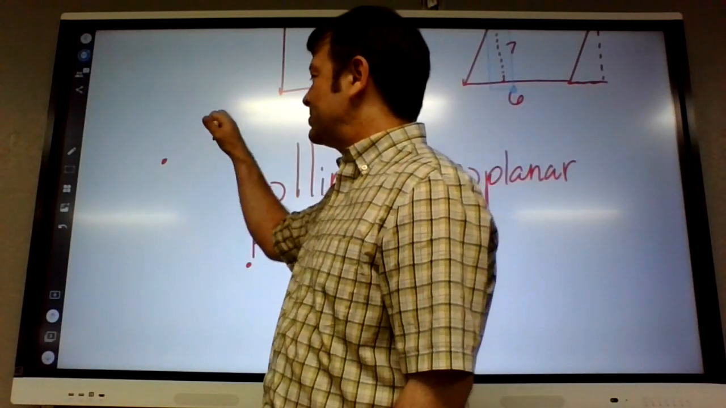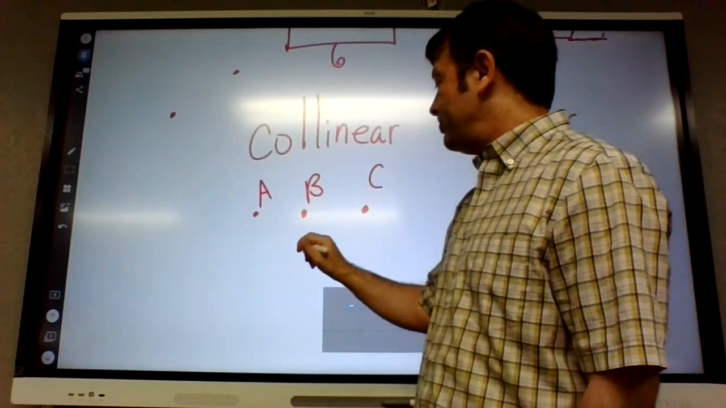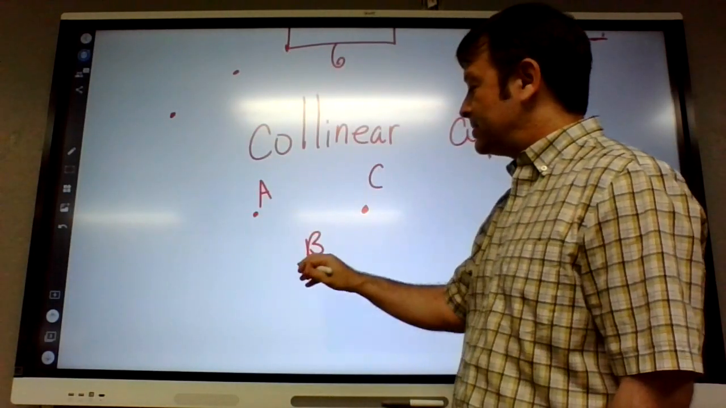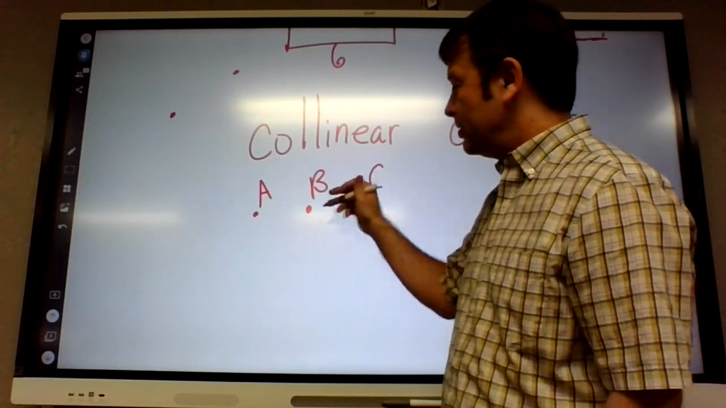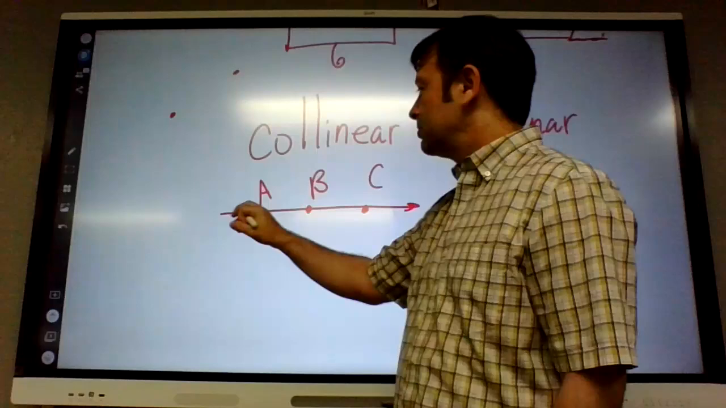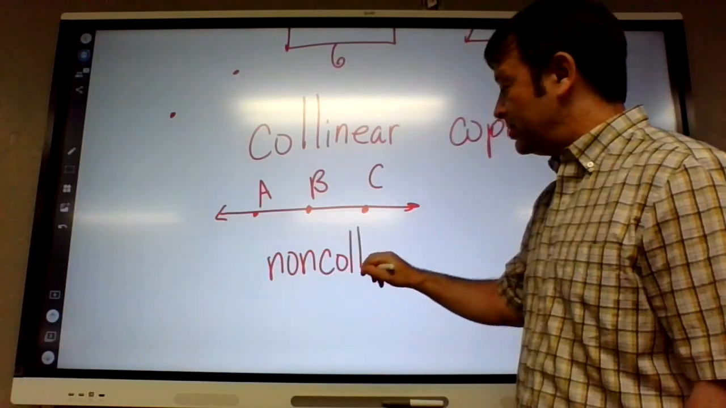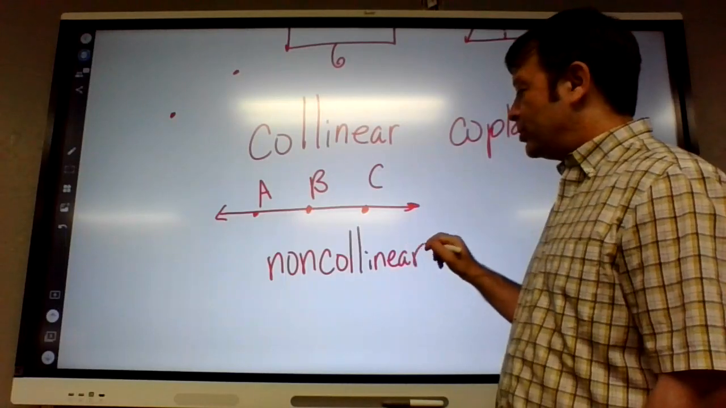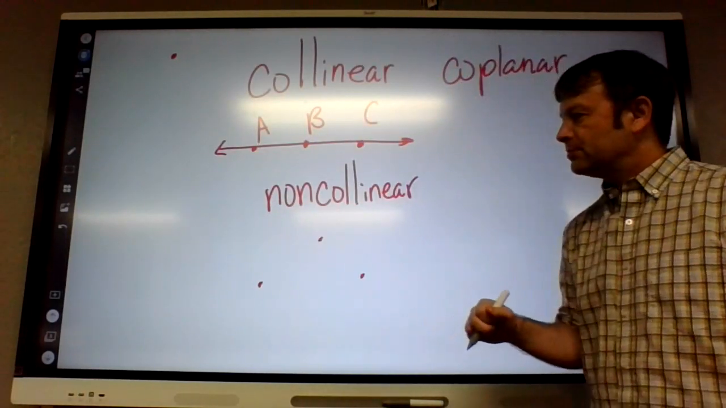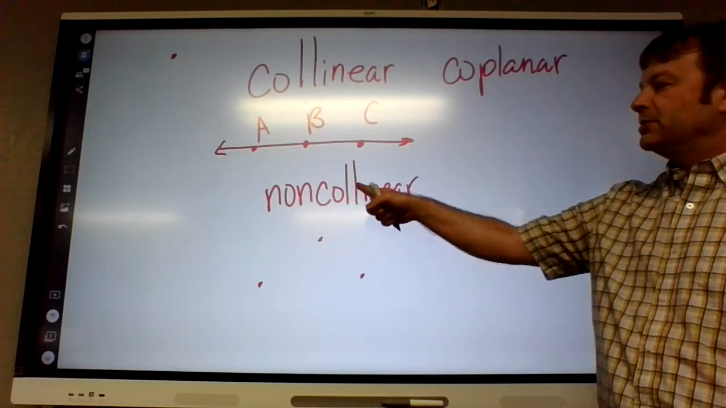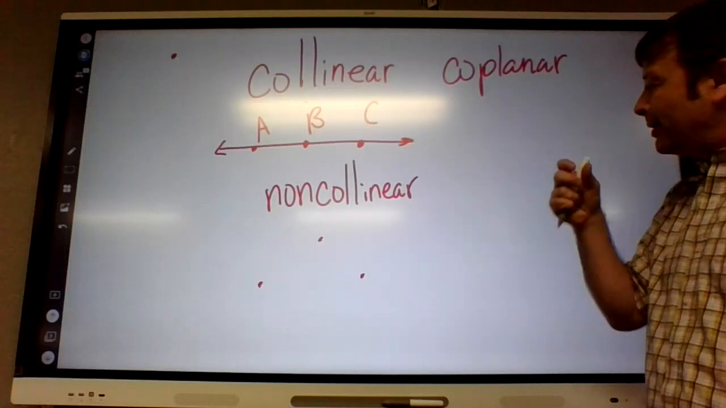Any 2 points can be collinear, right? Any 2 points can have a line between them. But 3 points are not necessarily collinear. They might not be on the same line. But if they are on the same line, they're called collinear. Our book also uses the term non-collinear. So if points are not in a line, then they are non-collinear. Co means with, linear means line, it's the adjective form for line.